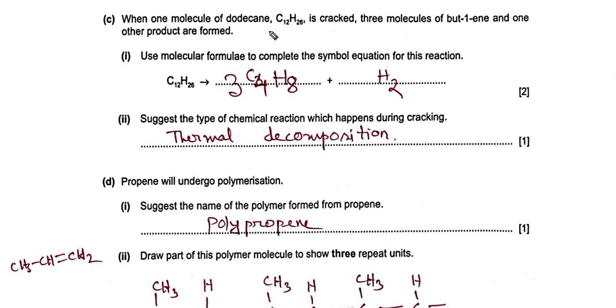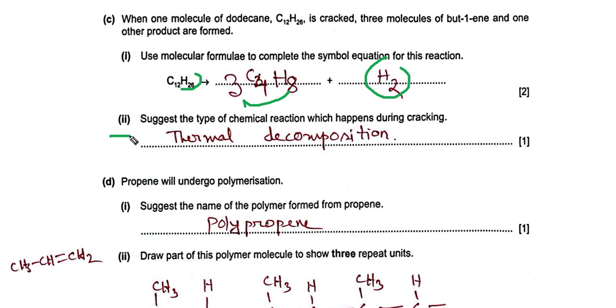When one molecule of dodecane is cracked, 3 molecules of butene and one other product are formed. So use molecular formulas to complete the symbol equation for this reaction. Dodecane gives 3 moles of butene and hydrogen is produced, because here there are 26 hydrogens, so 8 times 3 is 24, and the remaining 2 hydrogen is formed.